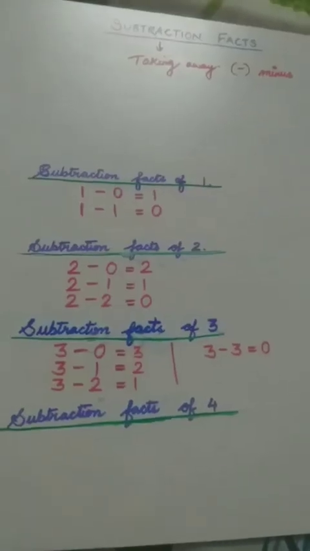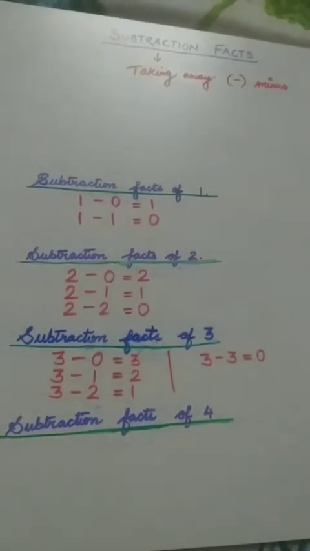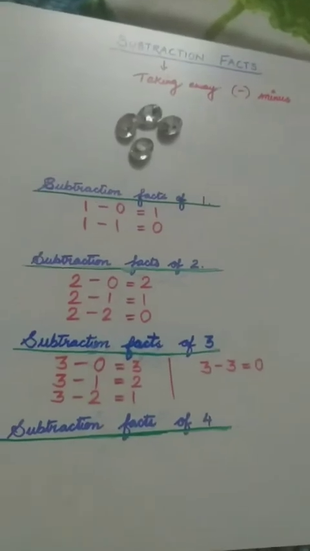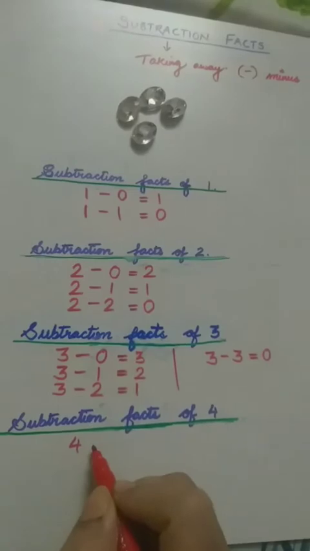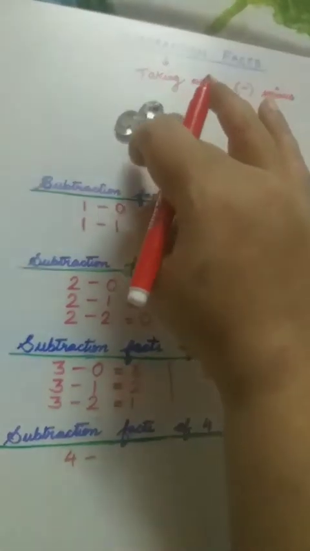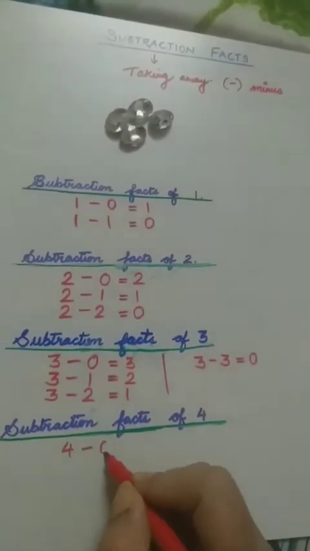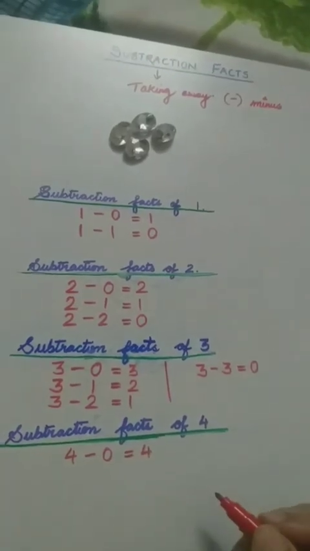So now let's move on to our fourth subtraction facts, that is subtraction facts of 4. So for that we need 4 buttons. So we have 4 buttons over here. So our first number will be 4 minus, we are taking away nothing. So 4 minus nothing, we are not removing anything. So 4 minus 0 is equal to 4.